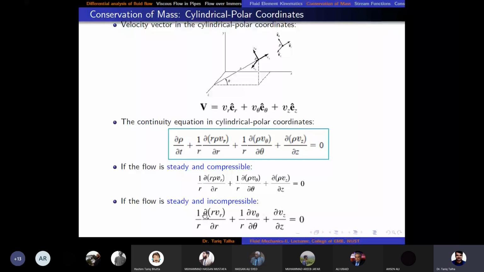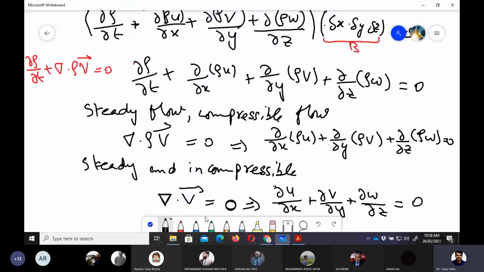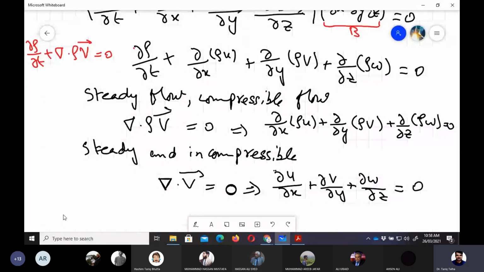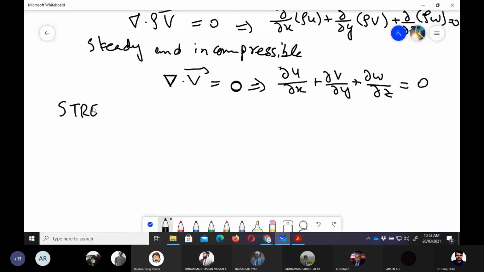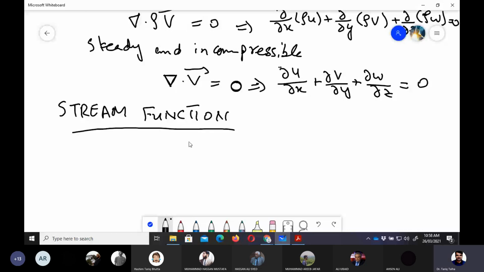Okay, so now we continue with our next topic, which is stream function. Before we go on to that topic, can anyone tell me what is a streamline? Anyone? What is a streamline?